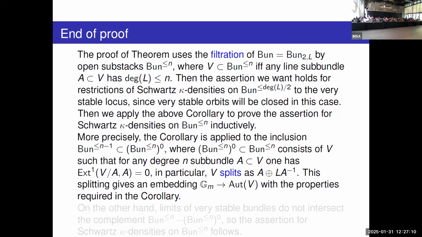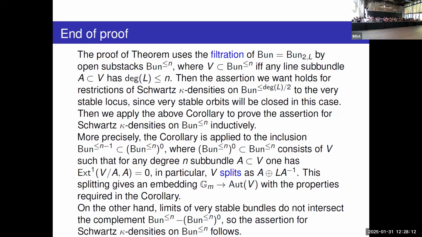But it's a little bit more tricky because one has to proceed in two steps. When you consider the difference between the substack where you allow subbundles of degree n and subbundles of degree n minus 1, there is an intermediate substack where you allow subbundles of degree n, but only in the case when there is a corresponding splitting. So you allow subbundles of degree n, but only when V mod A has no Ext^1 to A, so in particular this splits. And in this case, you get this multiplicative subgroup in the group of automorphisms, which satisfies the assumptions required in this extension lemma, and therefore this extension works.